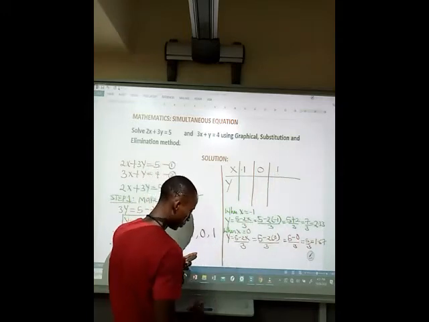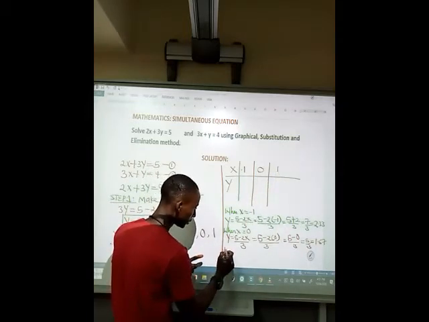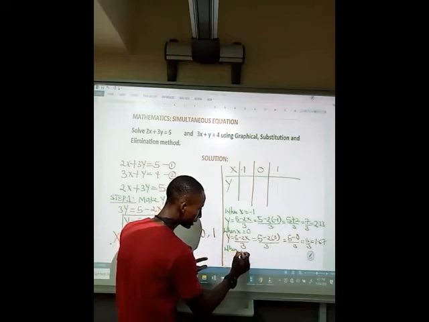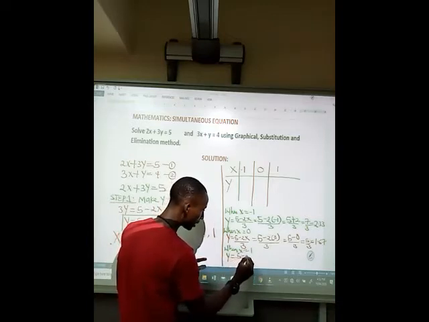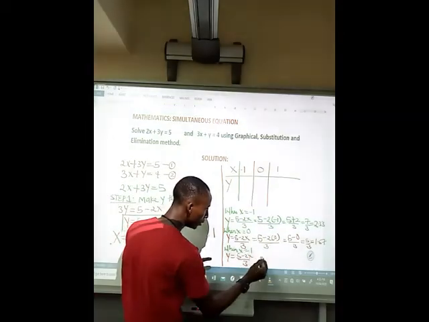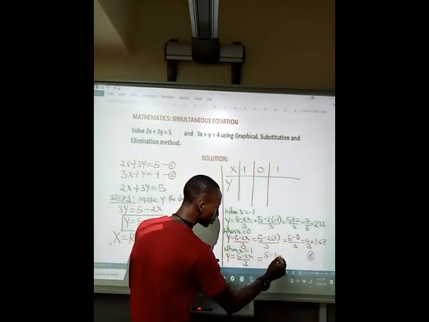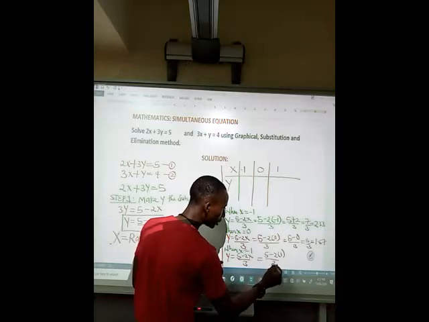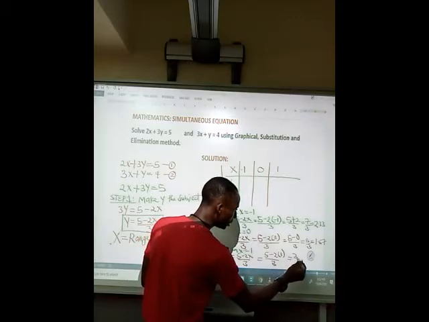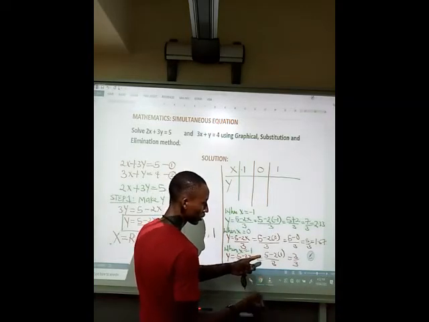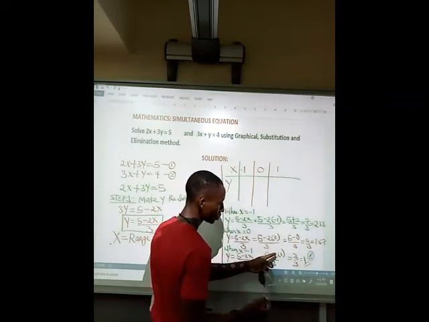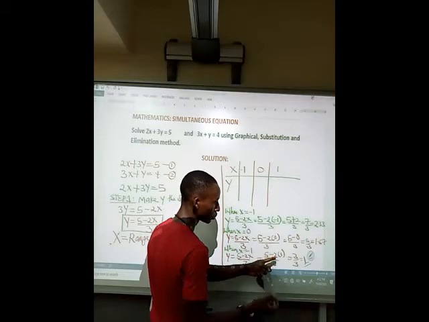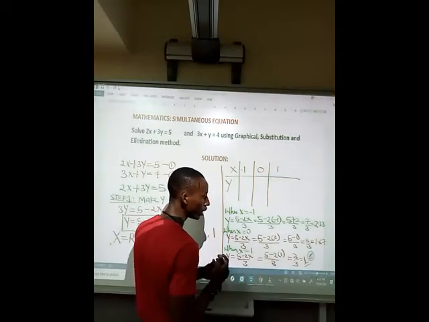And lastly, when x is equal to 1, therefore your y, which is equal to 5 minus 2x over 3, would now be equal to 5 minus 2 into bracket 1, over 3, which is equal to 3 over 3, which is equal to 1, because 5 minus 2 times 1 gives you 5 minus 2, which is 3. 3 over 3 gives you 1.